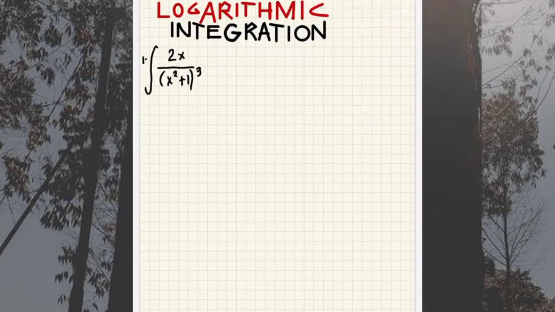So our problem number 1 is the integral of 2x over x squared plus 1 raised to 3. In this problem, we notice that the numerator is the derivative of the inner function in the denominator. The inner part is x squared plus 1, right? And the derivative of x squared plus 1 is 2x, which matches the numerator. So this is a perfect case for u substitution.